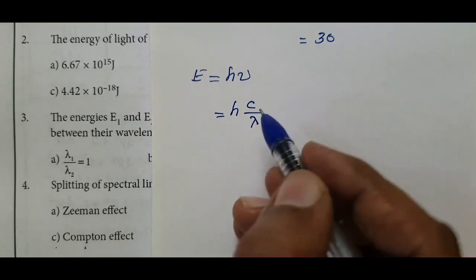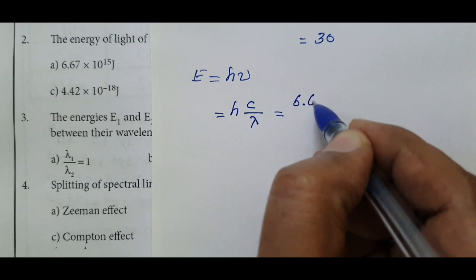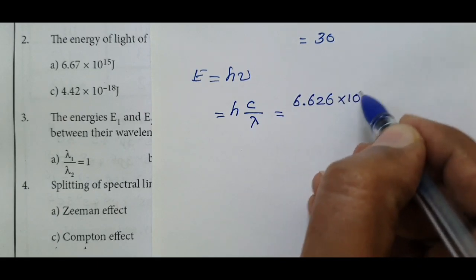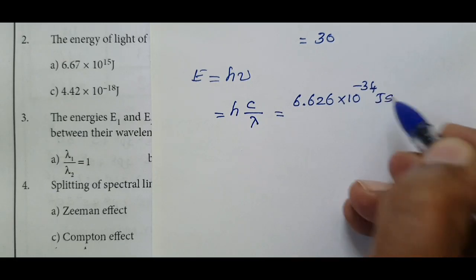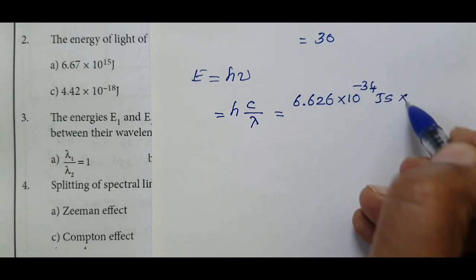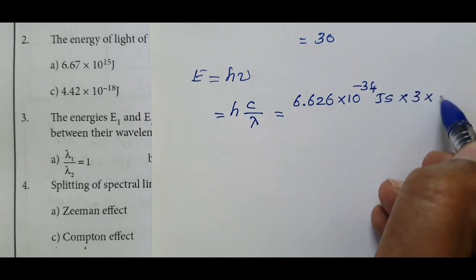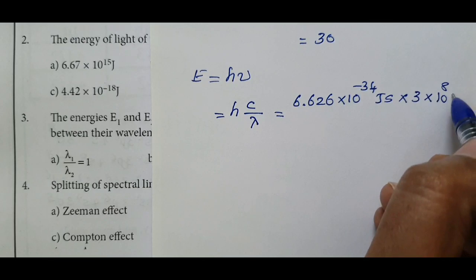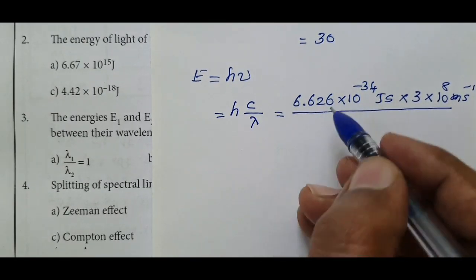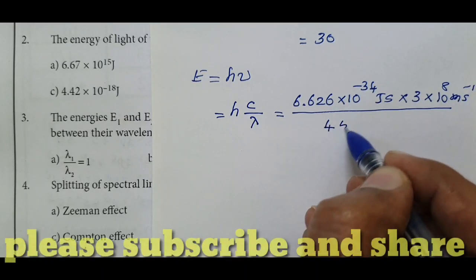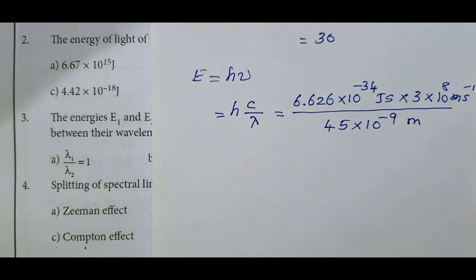We know the value of c and lambda. h is the Planck constant, 6.626 into 10 power minus 34 joule second. And the velocity of light is also a constant, 3 into 10 power 8 meter second power minus 1, divided by the lambda value, given as 45 nanometer. 1 nanometer equals 10 power minus 9 meter.